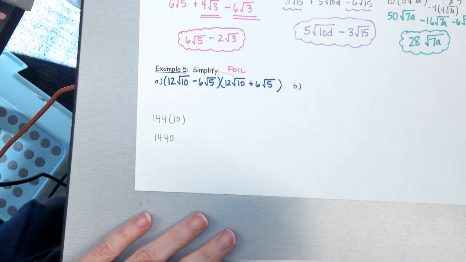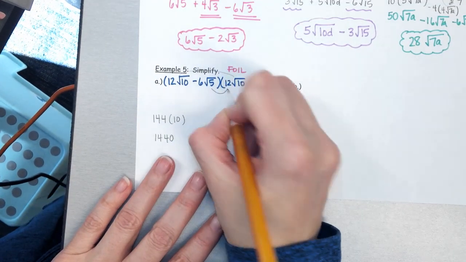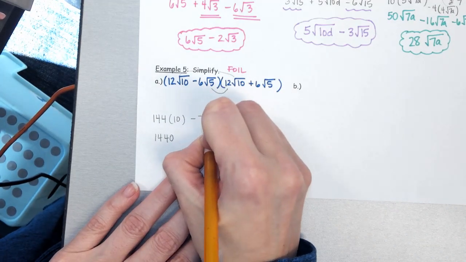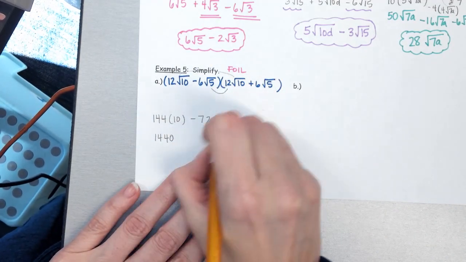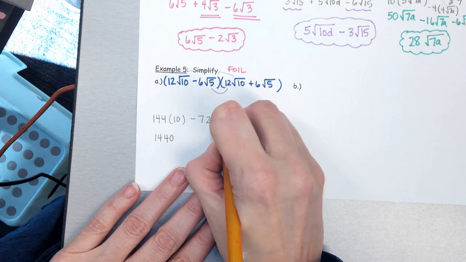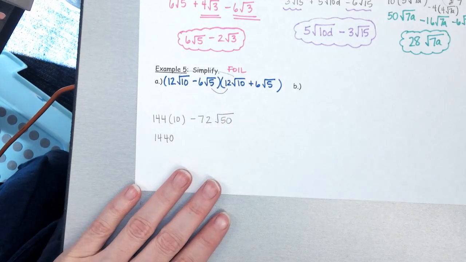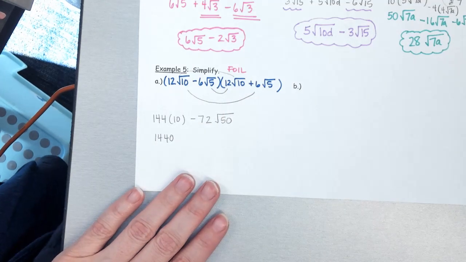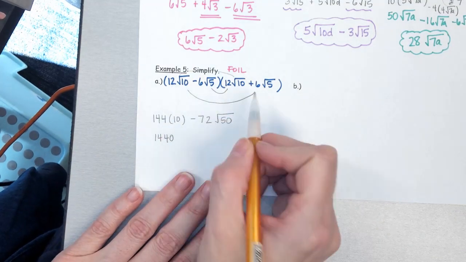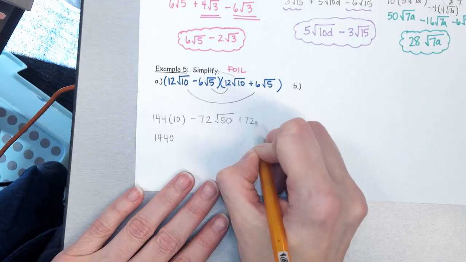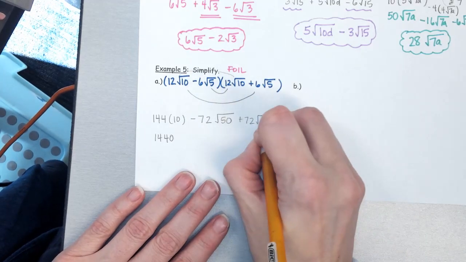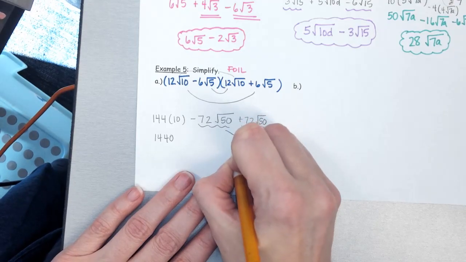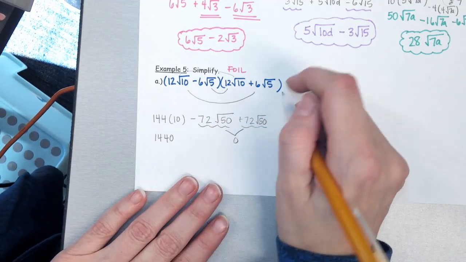Okay, now I like to do FEAL. Remember, I like to do the inside for next. Negative 6 times 12 is negative 72. What's root 5 times root 10? Root 50. We're not going to worry about simplifying it yet. Okay, on the outside, I have 12 times 6, and then root 5 times root 10. So these are like terms, and they will combine to make 0.